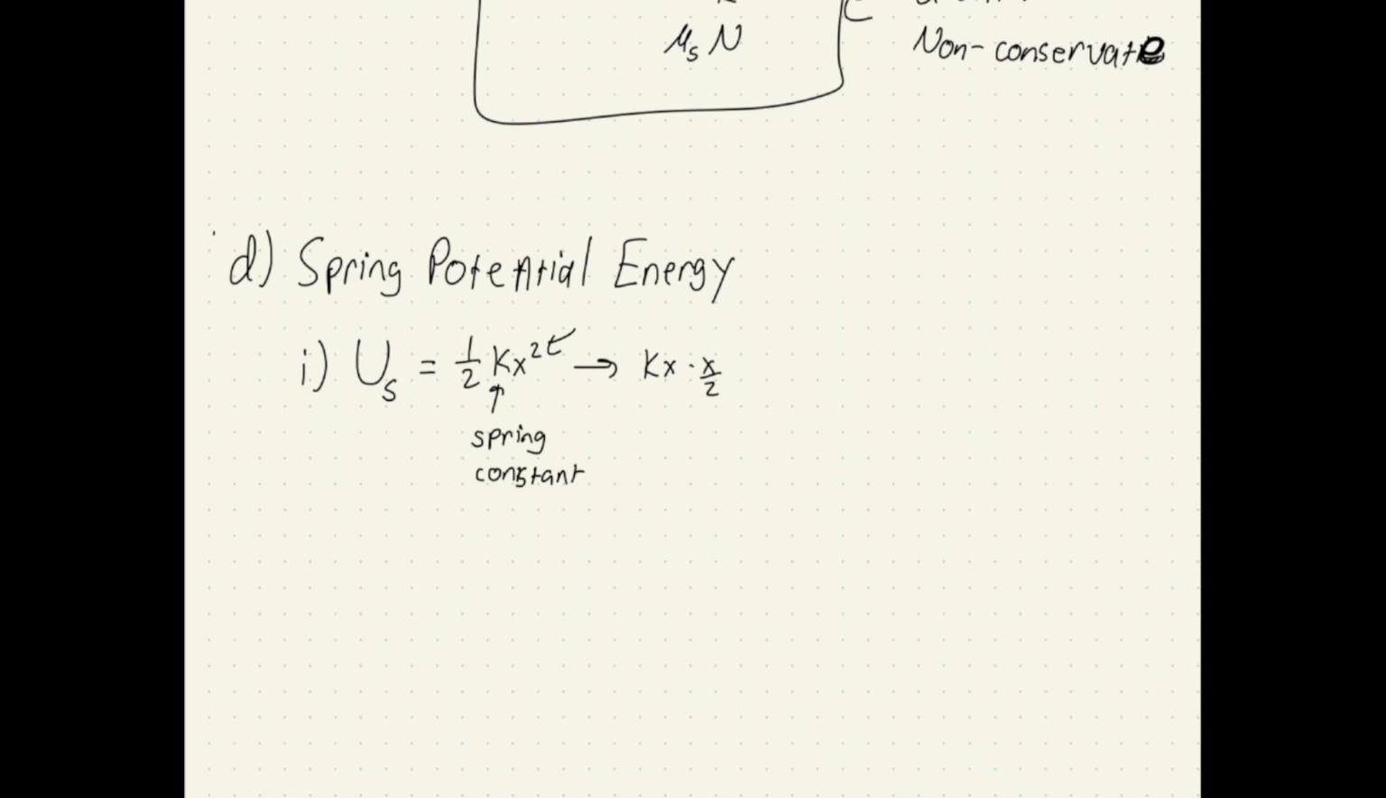And X is our stretch distance, or compress. Stretch/compress distance. And again, that's how we calculate it. It's pretty straightforward. If you know X, you know K, you can plug those into your calculator, multiply it by 1/2, and then you'll get your energy out for the spring. What else do we have?